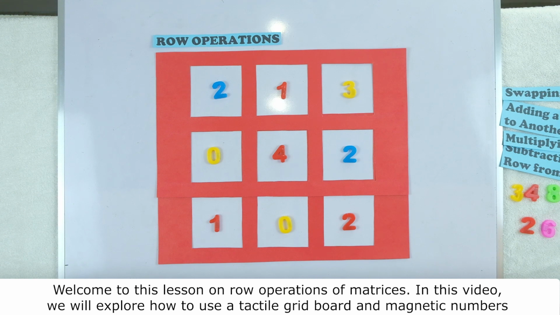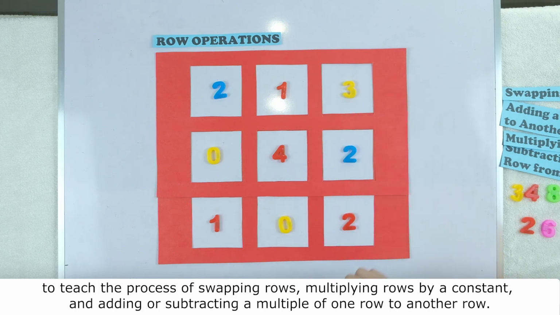Welcome to this lesson on row operations of matrices. In this video, we will explore how to use a tactile grid board and magnetic numbers to teach the process of swapping rows, multiplying rows by a constant, and adding or subtracting a multiple of one row to another row.